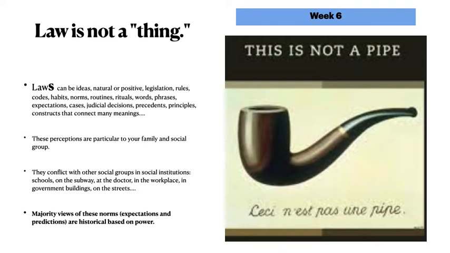And so these are different ideas, different phrases, different meanings, different norms. And so these are all ideas that can be very easily interpreted based on your own experience. And these are based on your family and your social group. And so they're going to conflict in these spaces where we share with each other. But the majority views, the historical majority views, the ones of people in power, those are the ones that begin to dominate.